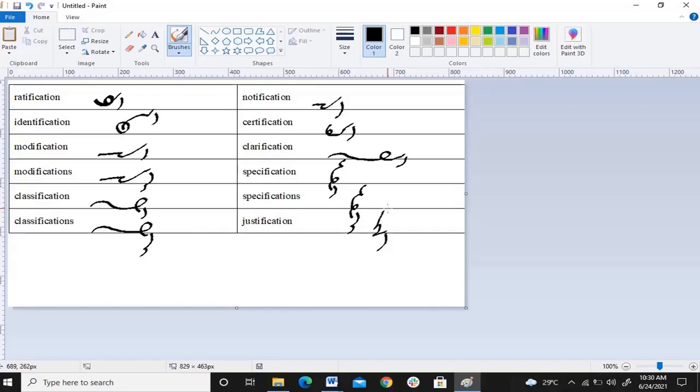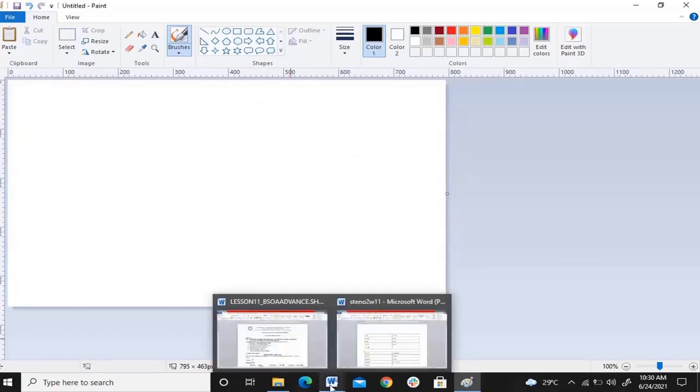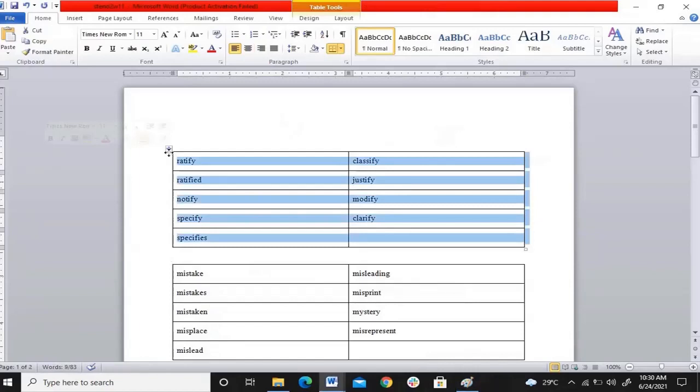It's a disjoint. Ification is represented by a disjoint F stroke. Okay, so now let's move on to our next lesson. Kung may mga hindi po kayo nakuha, please feel free to go back. We have the ratify.